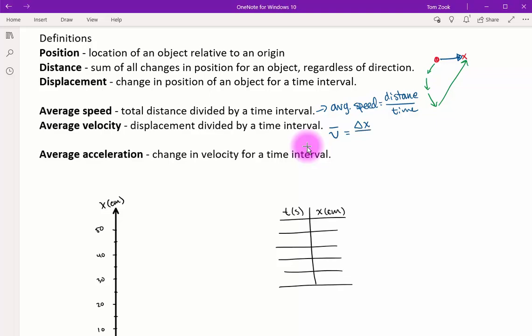Delta meaning change, so that's a change in position, divided by delta t, which is the time interval. And that's going to be our equation for average velocity. Oftentimes, if we're asked to calculate average speed, we'll just write the equation the same way, and we'll replace the delta x with distance, although technically distance and displacement are not the same thing. So this equation is reserved for average velocity. If we're going to talk about speed, we'll generally write out the word speed.